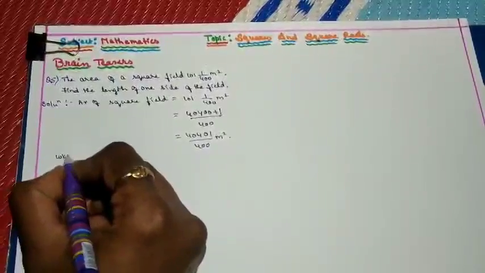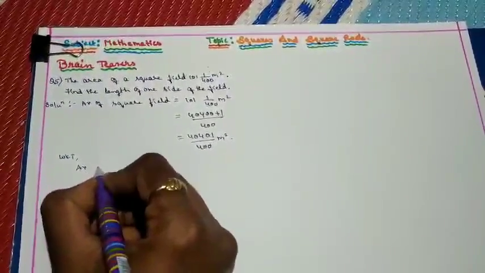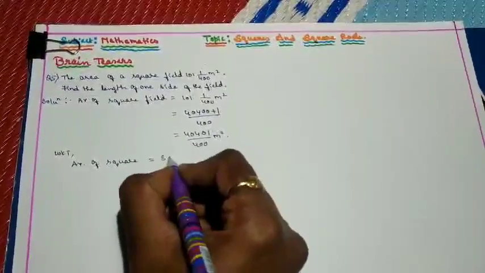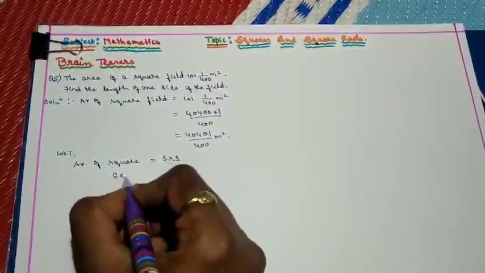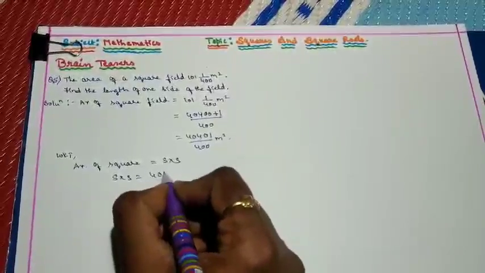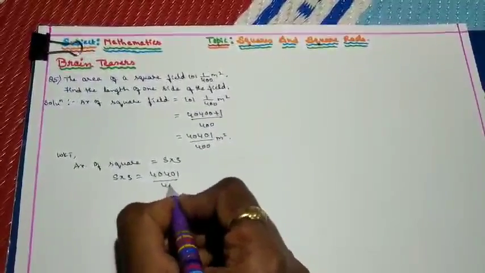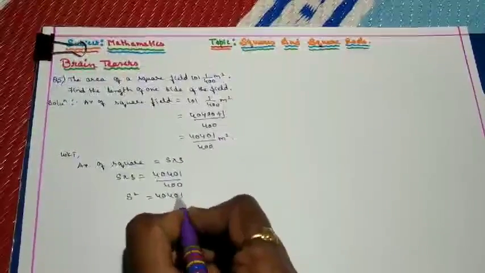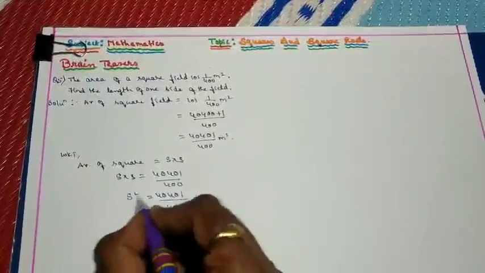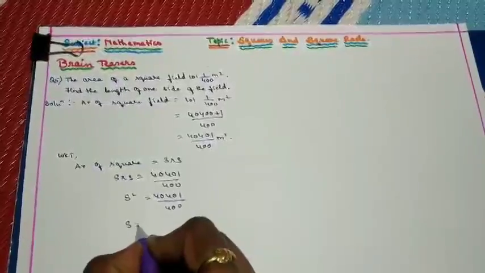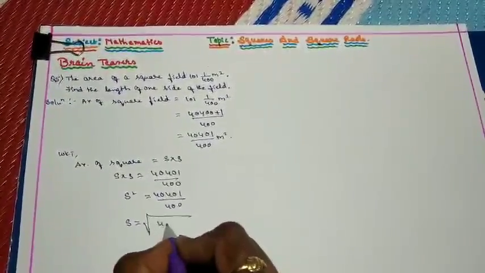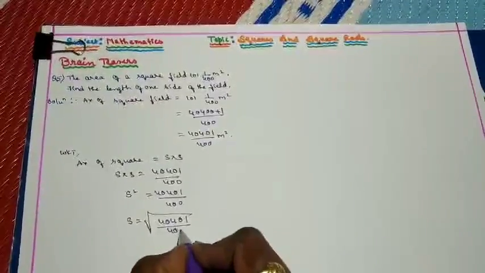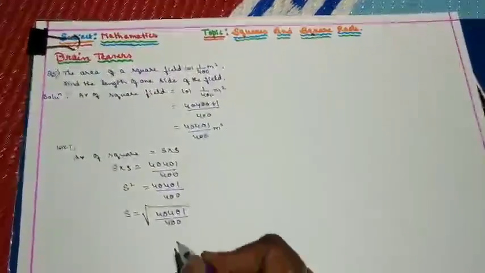We know that area of square equal to S into S. Then S into S equal to 40,401 divided by 400. Then S square equal to 40,401 by 400. Then square changes to the other side as square root. Then 40401 by 400, that is 40,401 by 400.